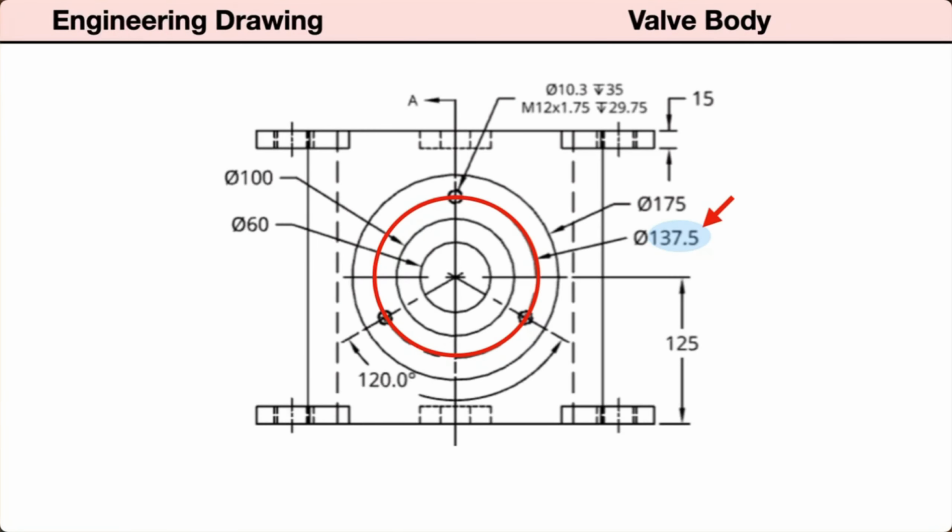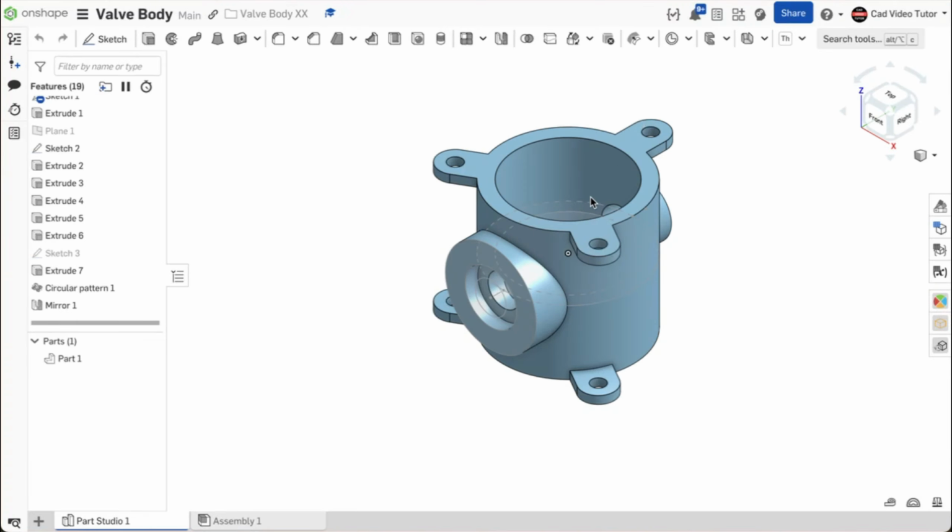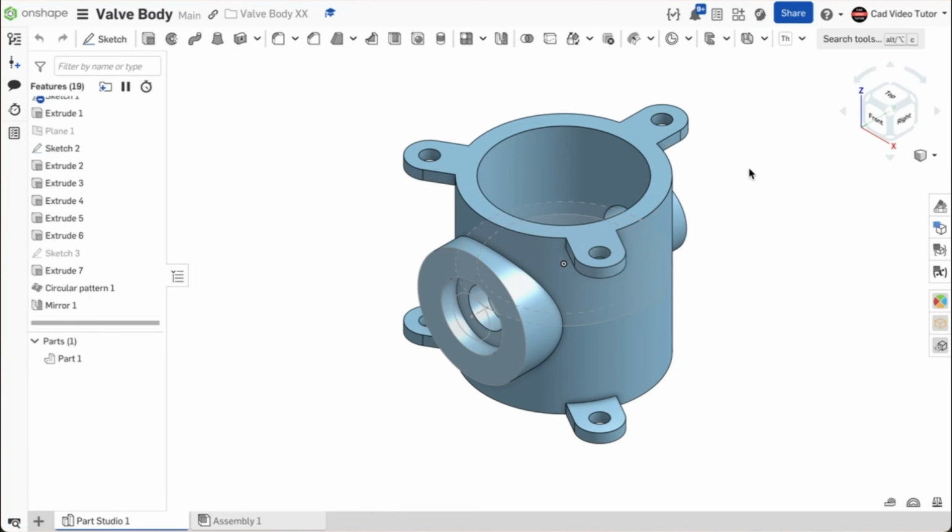Next, we have the 3 threaded holes on the face of the front boss. The centers of the holes are located on a centerline circle with a diameter of 137.5 millimeters. This makes the distance from the center of the boss to the hole center 68.75 millimeters. To locate the hole, we could use a sketch or a mate connector. Let's use a mate connector.